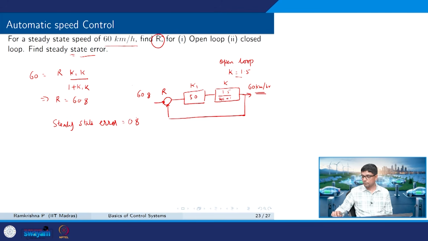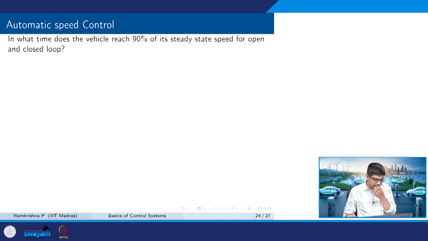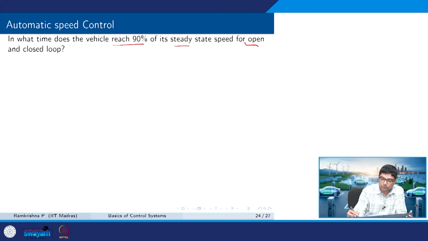0.8. Okay, now we will see how fast or how slow. That is the transient response, we are worried of that, right. How fast the system will reach the steady state. Okay, now I am looking at what time does the vehicle reach 90% of its steady state for open loop and also closed loop. Let me say that the steady state speed given was 60 kilometer per hour.